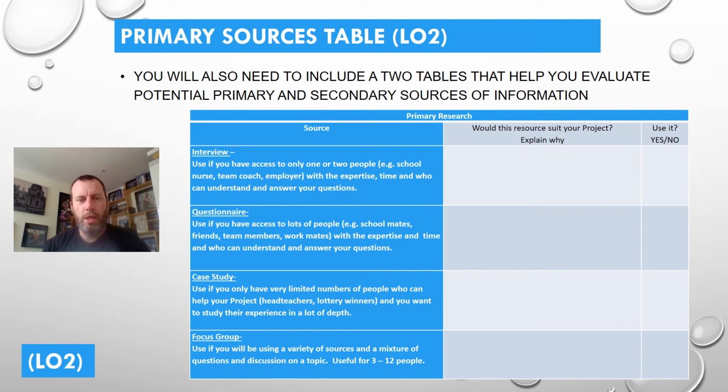So the table you can see and the table on the next slide are really good ways that you can start to record down your methods, but also to begin to justify why you're going to use them, or why you may not want to use that particular method. That will help then hit some of the assessment criteria, which is LO2 in this instance.